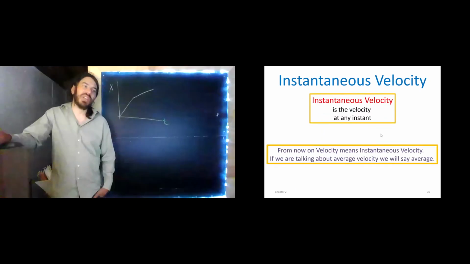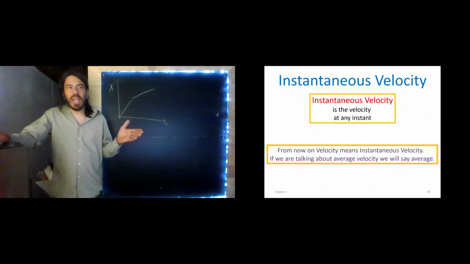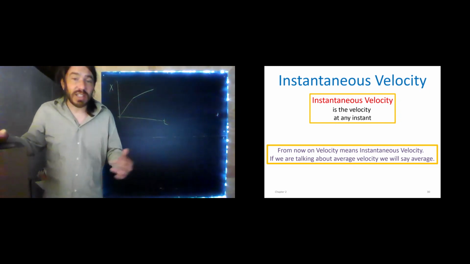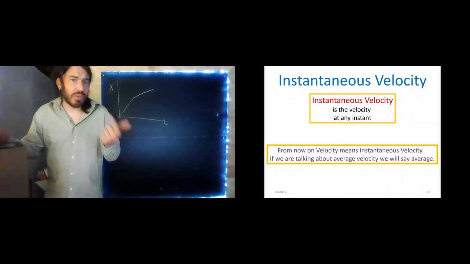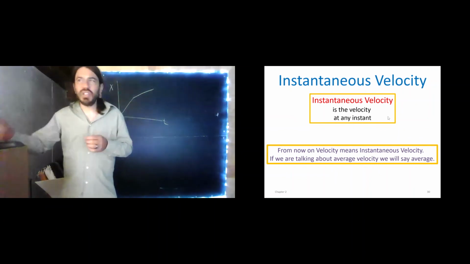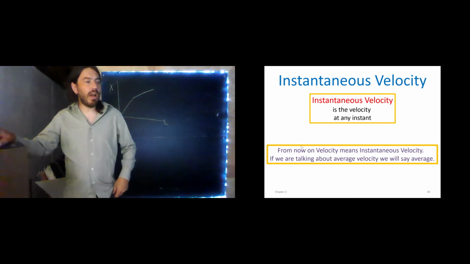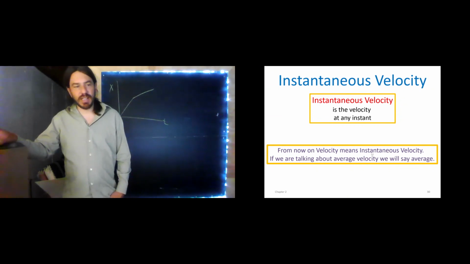And so the instantaneous velocity is the velocity at any instant. If you're driving along and you look at your speedometer, that's giving you the instantaneous velocity, right? You can go 60 miles an hour without driving either 60 miles or for 1 hour. So instantaneous velocity is just how fast am I going right now, or at some other instant. And from now on, if we just say velocity, then we're talking about the instantaneous velocity. If we're talking about average velocity, then we will use that qualifier and we will say average.